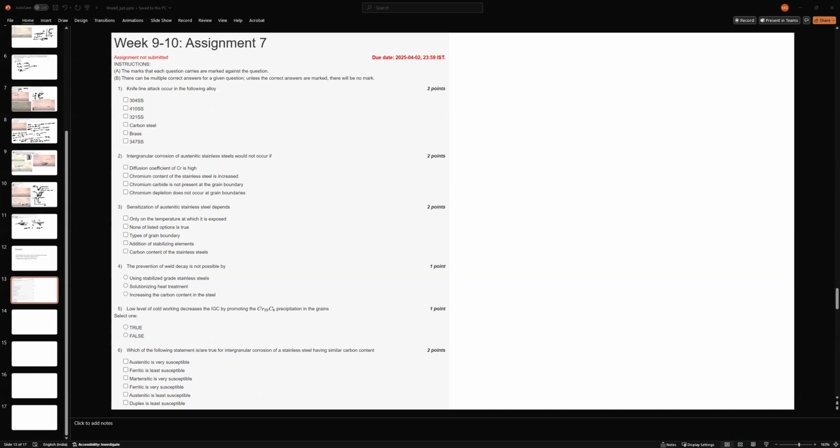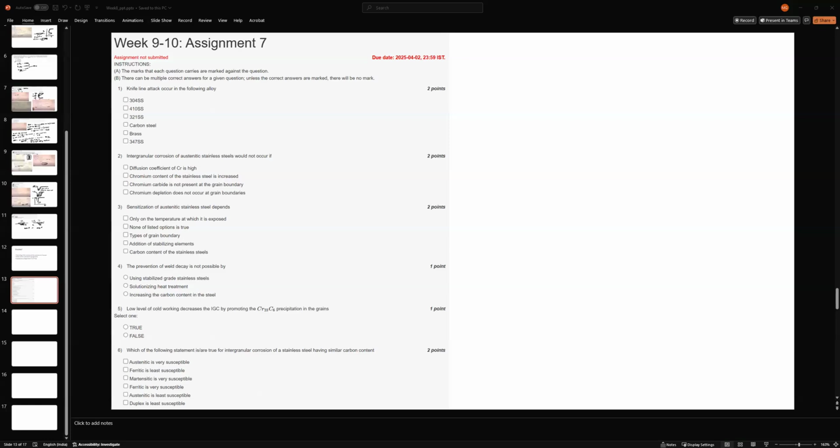Sensitization of austenitic steel depends on multiple factors. If it has a tendency to form chromium carbide precipitate at the grain boundary, which will lead to chromium depletion, which will thus cause intergranular corrosion. Temperature, only temperature it doesn't, composition also affects it. Temperature does play a crucial role, but other factors like carbon content and other stabilization elements also affect it. So since it's mentioning only temperature, that's not correct.